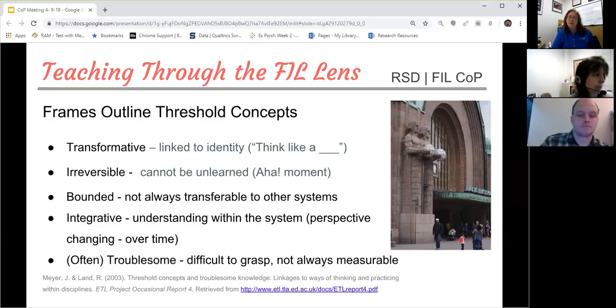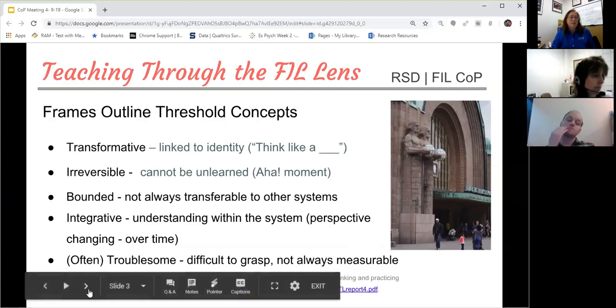literacies, because students will get them and then they'll back away from the threshold. They'll almost get there, they'll back away, and then you can see the lights go on when they finally cross, but it may take a number of iterations to get them there. And they're difficult to grasp, and they are not always measurable. So that's just a quick review of what Jesse talked to us about in terms of threshold concepts.